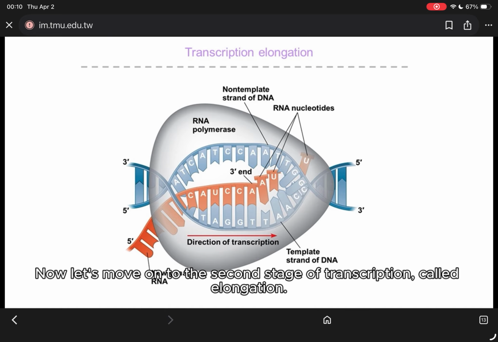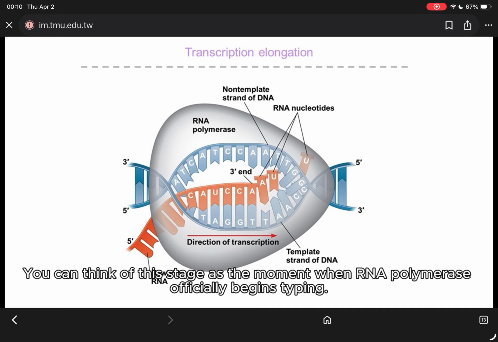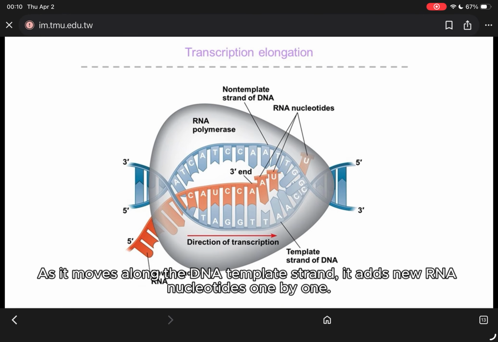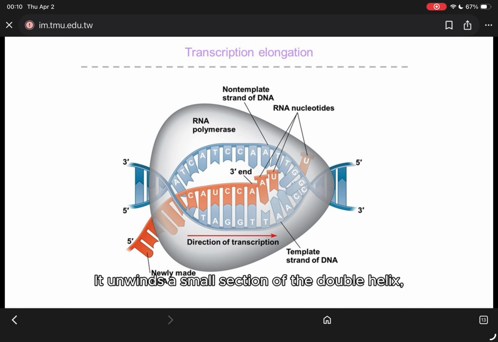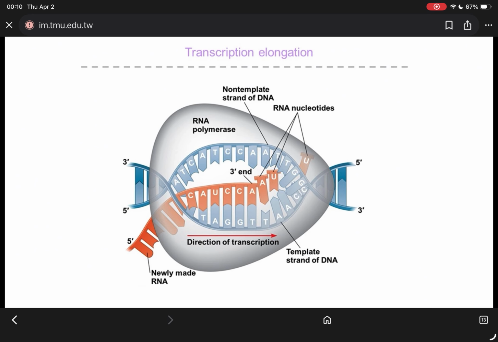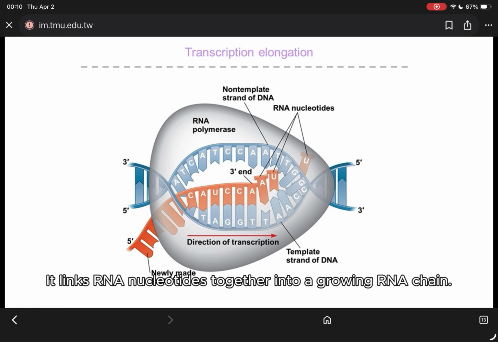Now let's move on to the second stage of transcription, called elongation. You can think of this stage as the moment when RNA polymerase officially begins typing. As it moves along the DNA template strand, it adds new RNA nucleotides one by one. At this point, RNA polymerase is firmly attached to the DNA. It unwinds a small section of the double helix, creating what is known as a transcription bubble, and then reads the template strand. Following the rules of base pairing, A pairs with U, T with A, C with G, and G with C. It links RNA nucleotides together into a growing RNA chain.